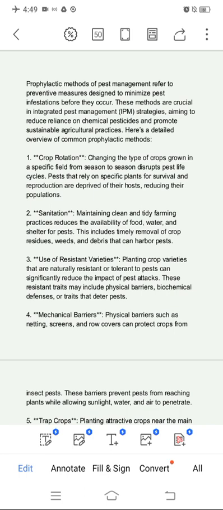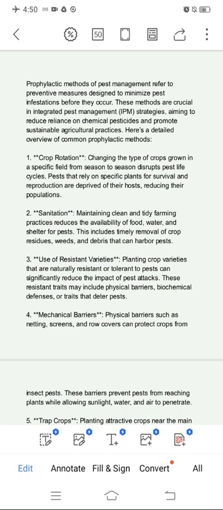Changing the type of crop grown in a specific field from season to season disrupts pest life cycles. Pests that rely on specific plants for survival and reproduction are deprived of their hosts, reducing their population. Sanitation: maintaining clean and tidy farming practices reduces the availability of food, water, and shelter for pests. This includes timely removal of crop residues, weeds, and debris that can harbor pests.